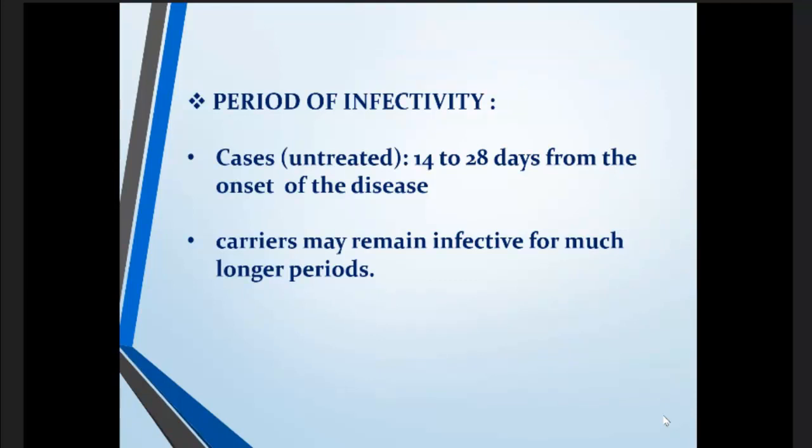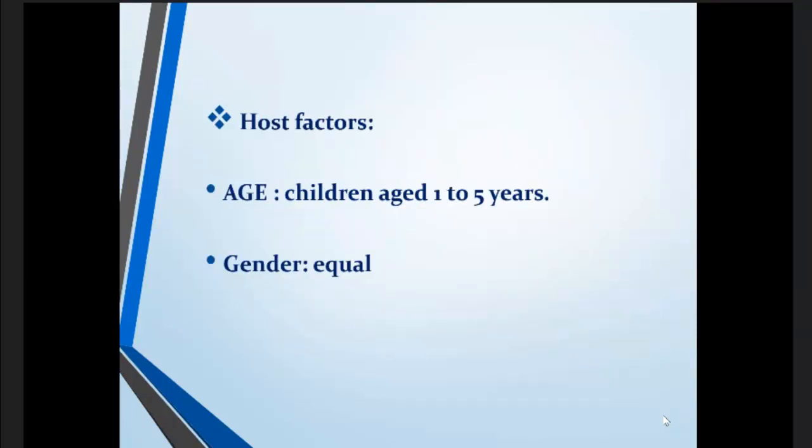Regarding the period of infectivity, in untreated cases the disease can be transmitted for as long as 14 to 28 days from the onset of the disease. Carriers may remain infective for much longer periods. Because, as we said, carriers may not be detected and may not be treated, so they remain a source of infection.